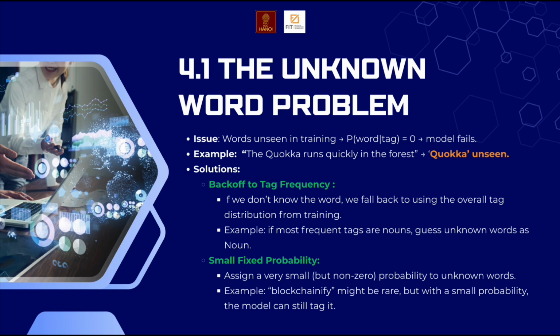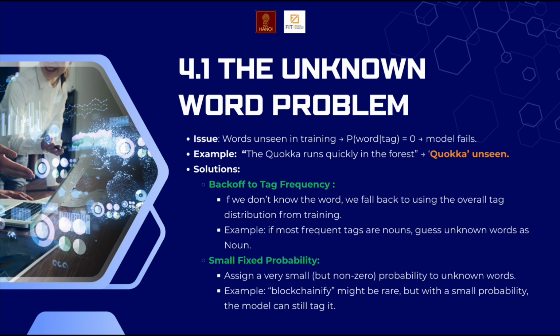For example, in the sentence "quokka run quickly in the forest", the word quokka was unseen in our training data. So the emission probability for every tag would be 0 without any handling mechanism. The model cannot assign a tag correctly to that word, which can lead to inaccurate tagging for the rest of the sentence. To address this issue, we apply a couple of simple but effective strategies.